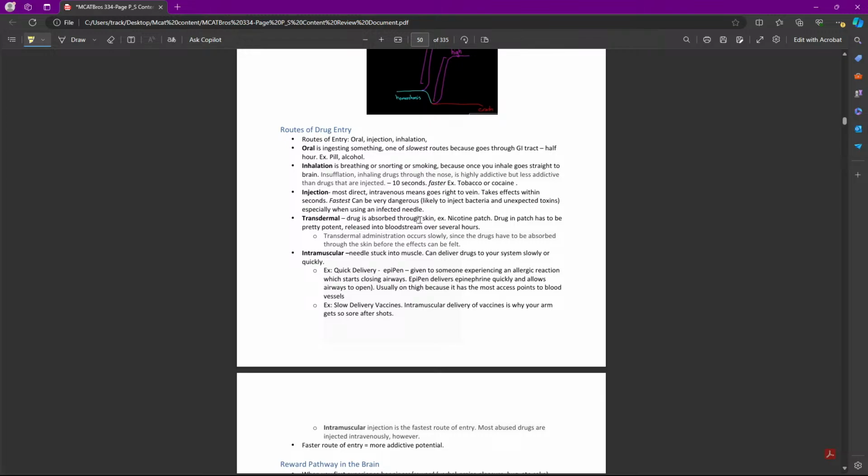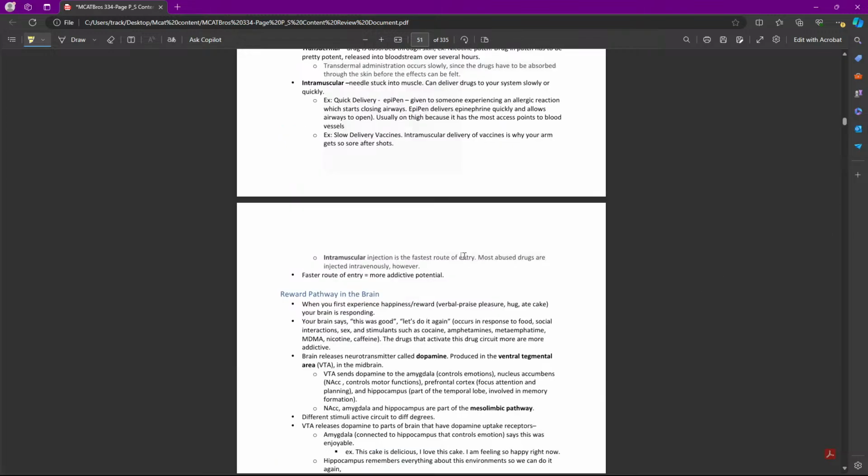Transdermal: the drug is absorbed through the skin. The drug in the patch is pretty potent, releasing into the blood over several hours. Intramuscular: a needle stuck in the muscle can deliver drugs to your system slowly or quickly. Quick delivery is an EpiPen, given to someone experiencing an allergic reaction when it starts closing airways. Slow delivery is vaccines, which are intramuscular in your arm, and it'll be sore after a shot. Intravenous injection is the fastest route of entry. Most abused drugs are injected intravenously.